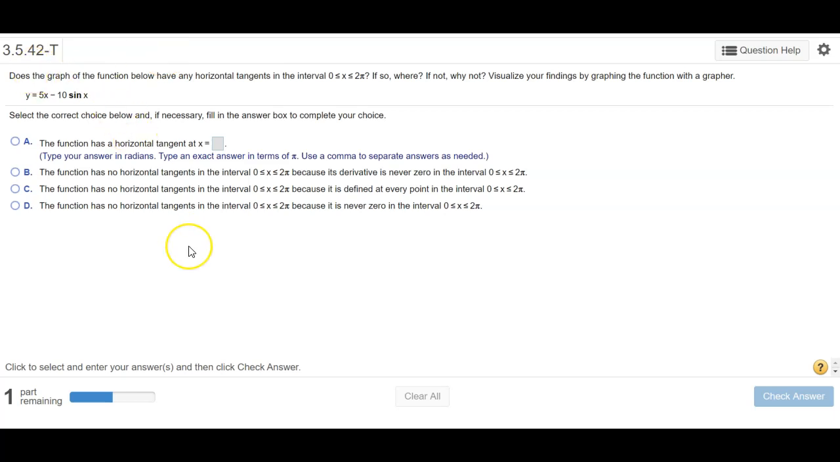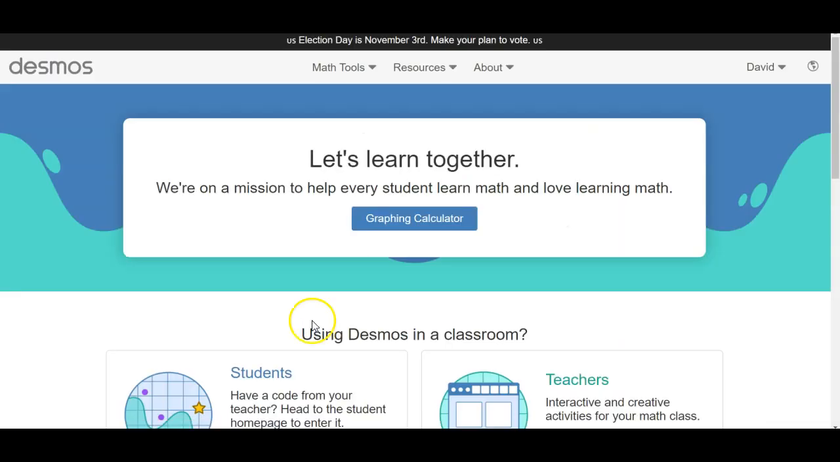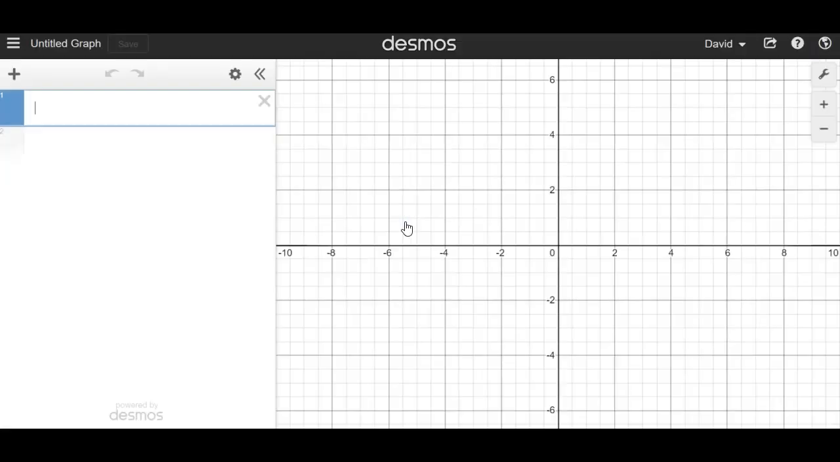Hey, calculus class. Let's look at another example from the chapter 3.5 homework set. So we're being asked, does this have any horizontal tangents in the interval? One thing we can do is graph it and see if it has horizontal tangents, and then I'll show you just the calculus to do it.